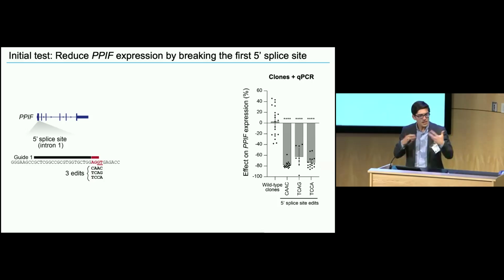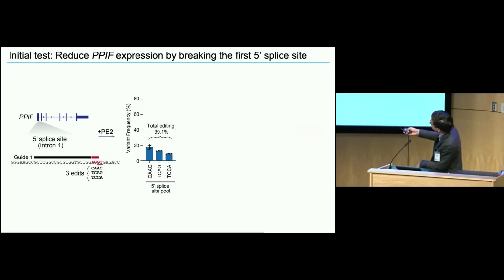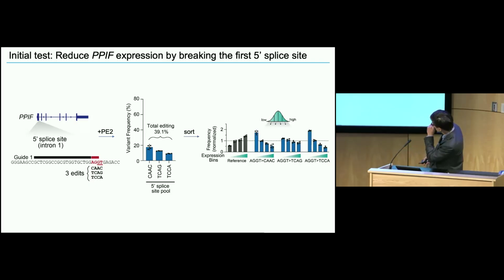So now we can do the same experiment with variant effects, where we're going to introduce these 3 edits as a pool. And so here, for example, each of these edits is present at between 10 and 15% frequencies with 40% total editing in the pool of cells. We sort them using RNA flow-FISH against PPIF, sequence by PCR this edited site, and then look at the frequency distributions of each of these different edits across the different expression bins. And so, for example, compared to the reference, each of these edits is much more frequent in the low expression bin versus the high expression bin.